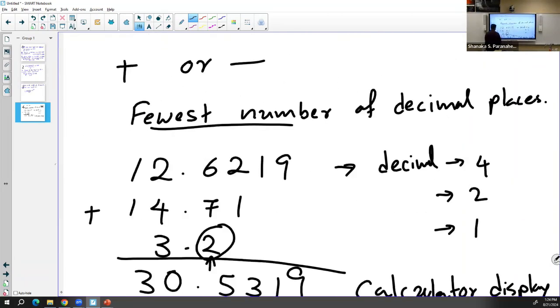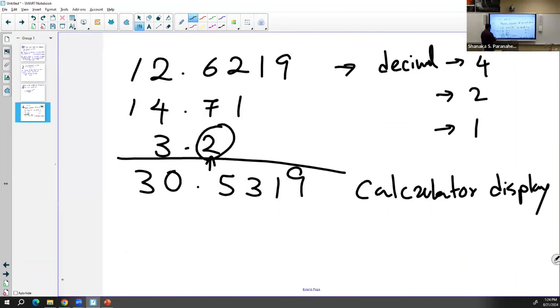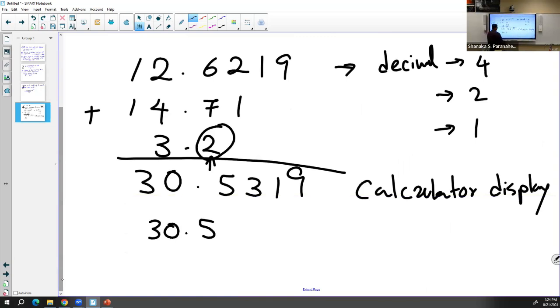So what is the final answer? 30.5. Okay, so it seems like everyone knows the rounding rule. When you round a number, you count the required numbers. So we need 1, 2, 3, and we are going to drop 3, 1, and 9.